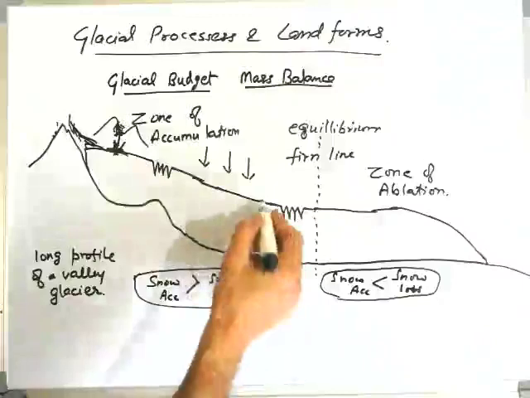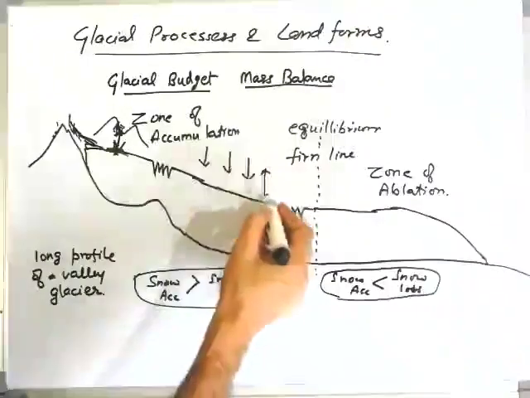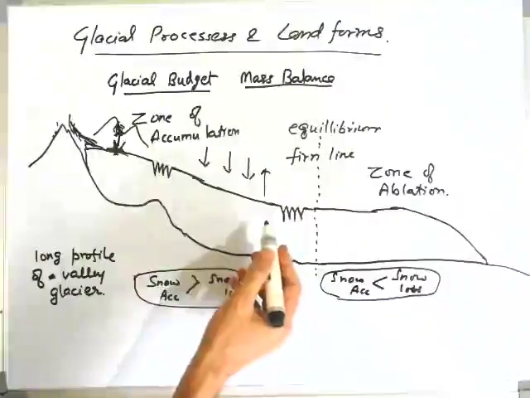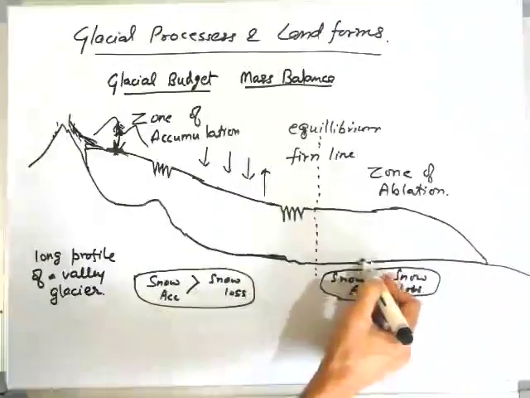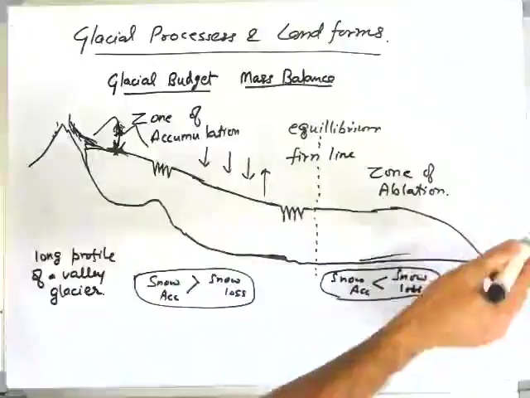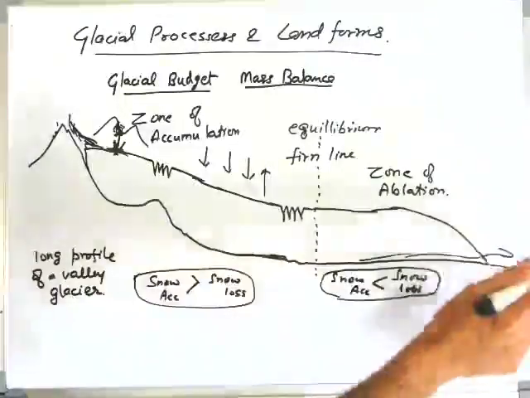Losses, obviously, are by sublimation, by evaporation of meltwater, and by the loss of meltwater underground within the ice.